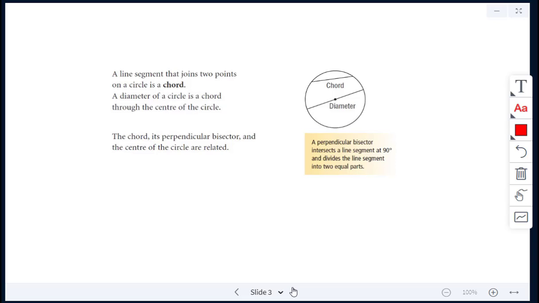So here, a line segment that joins two points on a circle, that's the chord. The chord is different from the diameter. The diameter of a circle is still a chord, but it's going through the center of a circle. So this is the diameter, this is the chord, and like we just saw, the chord, its perpendicular bisector and the center of the circle are related. A perpendicular bisector intersects a line always at 90 degrees, and it'll divide that line segment into two equal parts, just like we saw in the previous slide.